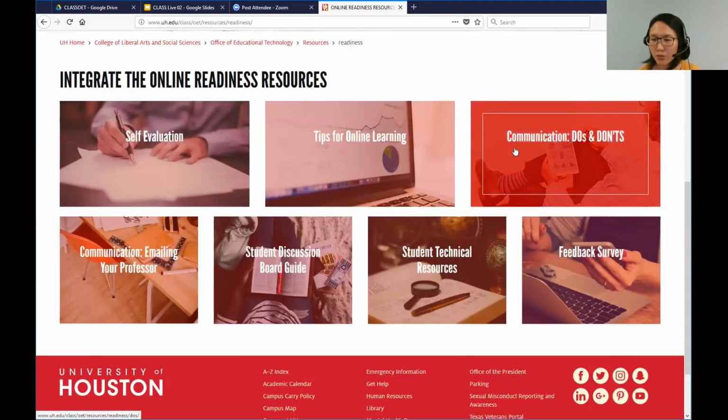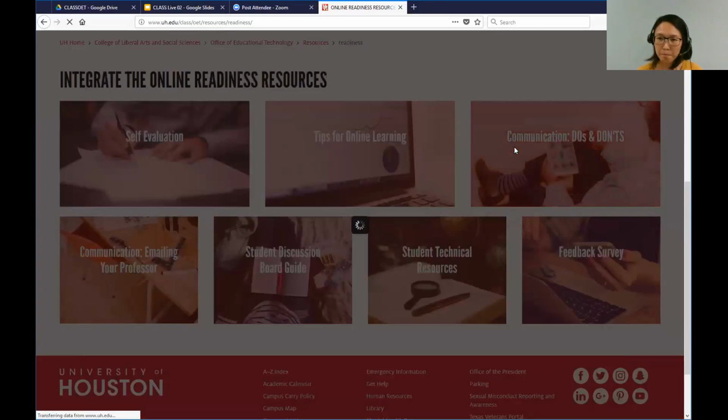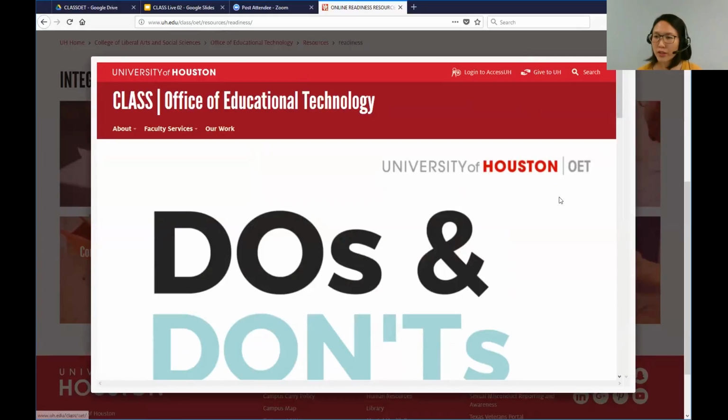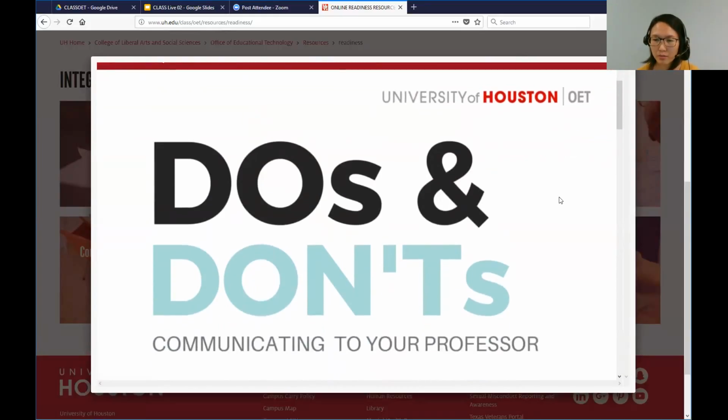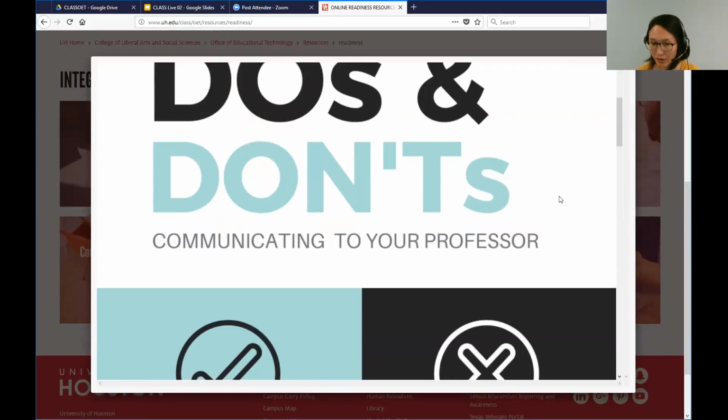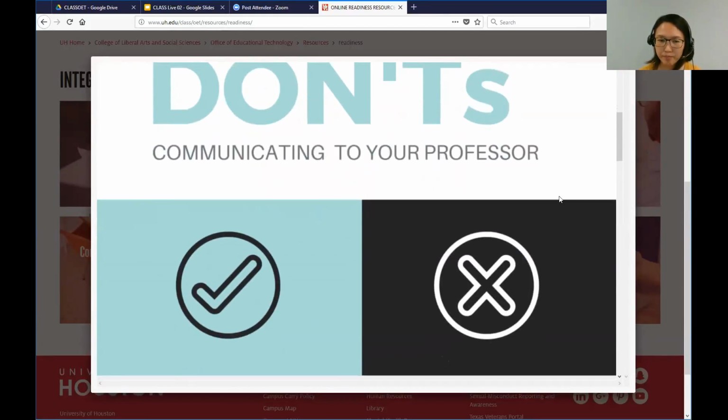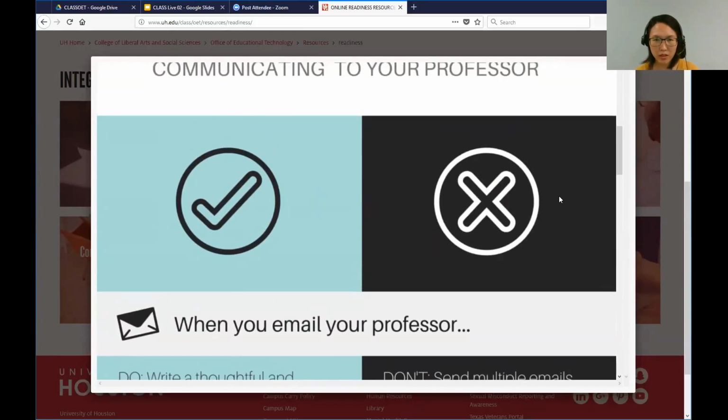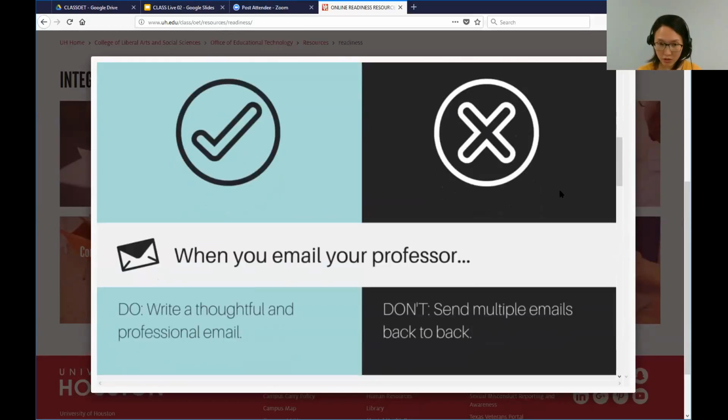The next resource I'd like to show you is something called the Communication Do's and Don'ts infographic. And this is just a way to communicate to students what's appropriate communication whenever they experience something inside of the course, and how to communicate to the instructor. So it gives them an example of what you should do and what you shouldn't do. For the first scenario, when you email your professor, you should write a thoughtful and professional email. You should not send multiple emails back to back.